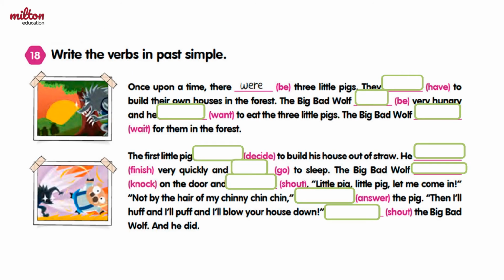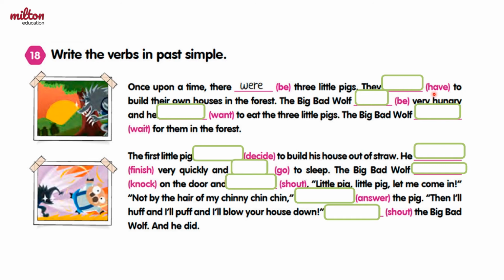Let's practice with some examples. Once upon a time, there be 3 little pigs. How do we know what to change be to in the past simple tense? Well, we look at 3 little pigs, which could also be they, so we put it as were. They were. That's the past simple form of to be for they.